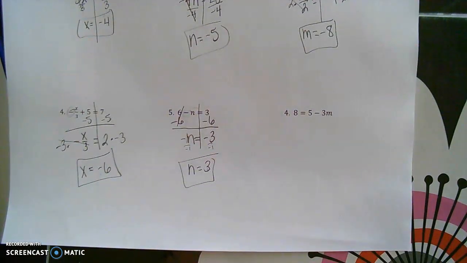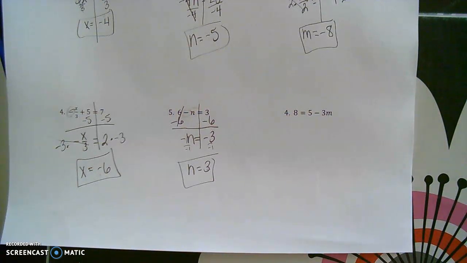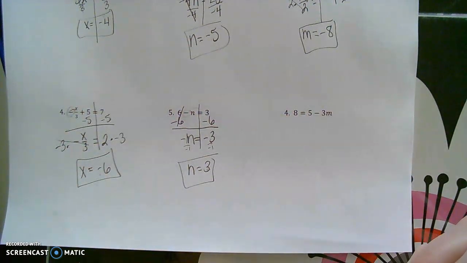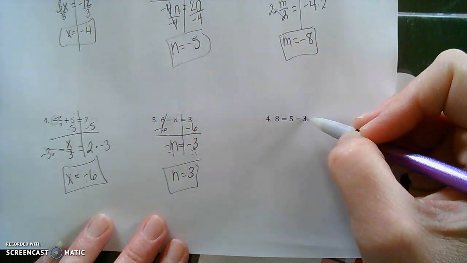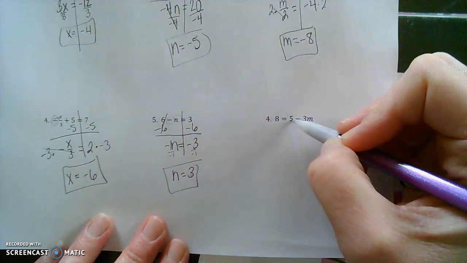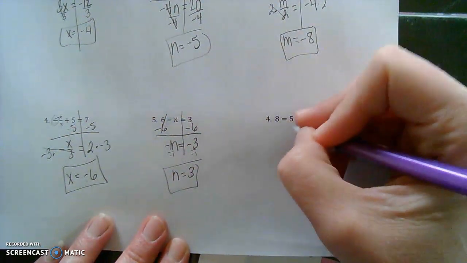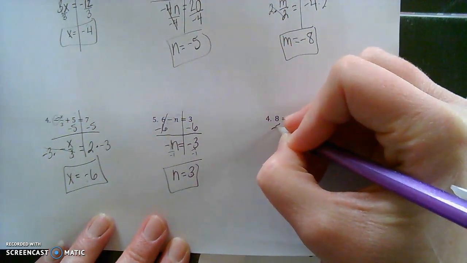This very last one is really tricky because it's backwards, what I would say. So I'm going to show you two ways. I'm going to show you how to do it as is, and then I'm going to show you how to rewrite it. So we have a 5 and a 3 that we have to get rid of. We have to get rid of the 5 first. It's a plus 5, so we need to subtract 5 from both sides.